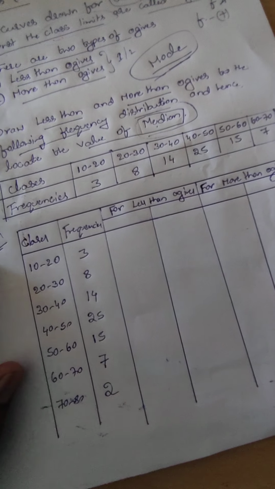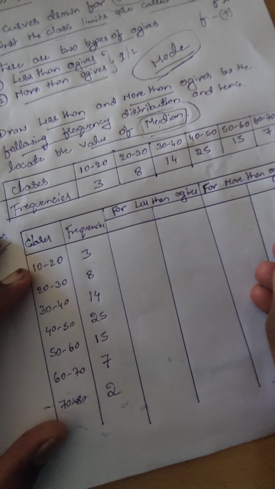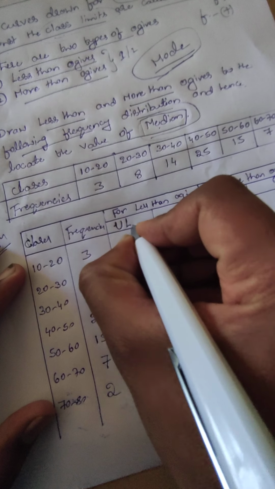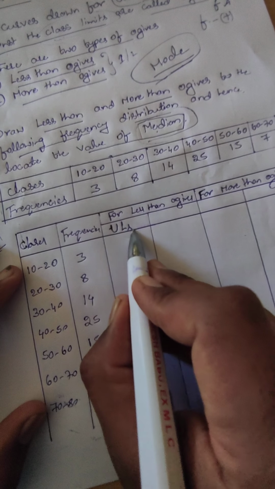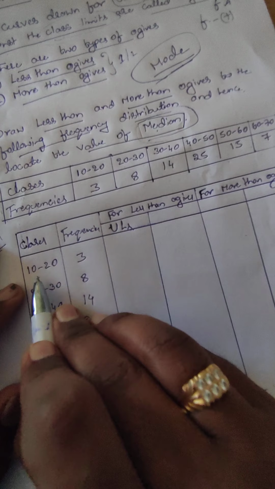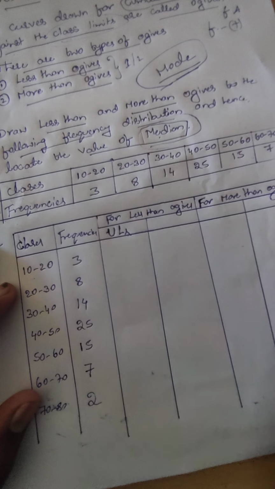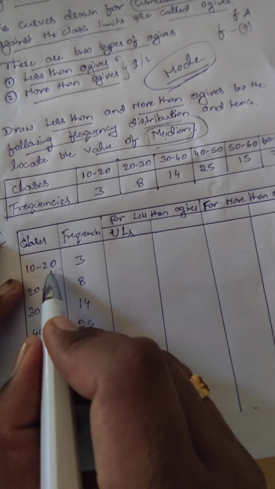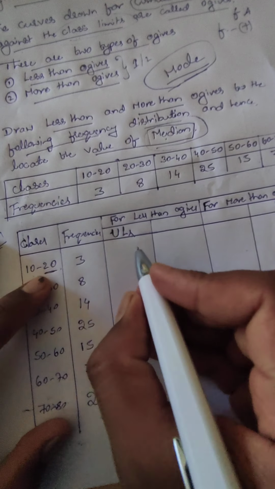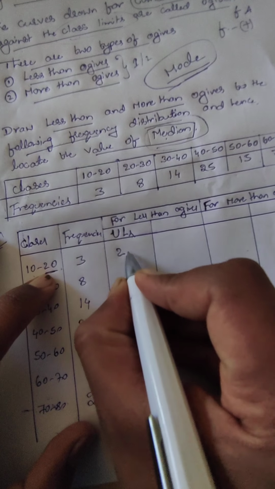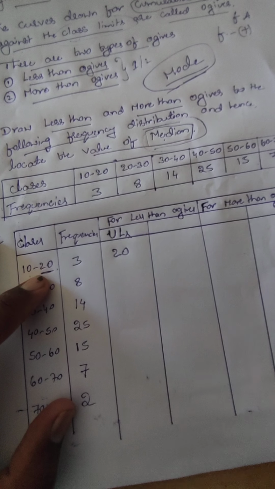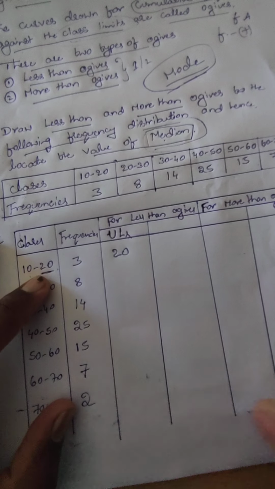For less than ogives, we have to take a base of upper limits. ULs means upper limits in class intervals. So this is the class interval 10 to 20, the upper limit is 20. We should take the base as the upper limits. For less than ogives, we have to take a base of upper limits, 20.